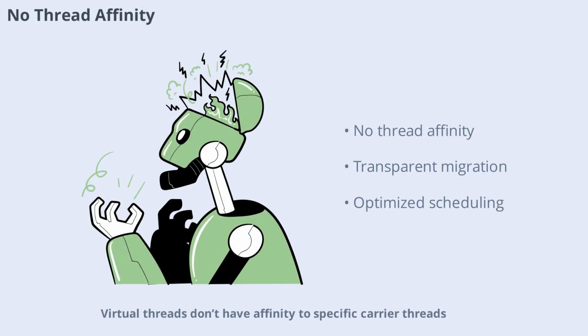Virtual threads don't have affinity to specific carrier threads. Their migration between carrier threads is completely transparent to the code. Thread local variables stay with the virtual thread, not the carrier. This flexibility allows the JVM to optimize scheduling and resource utilization, further enhancing performance.